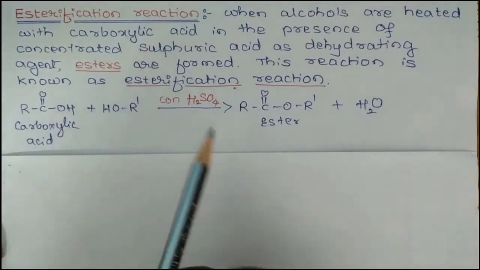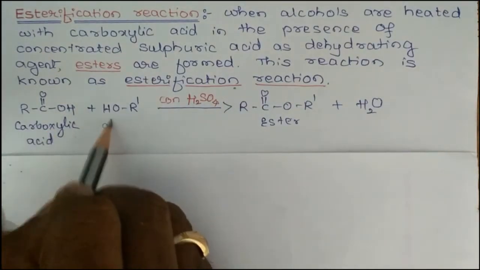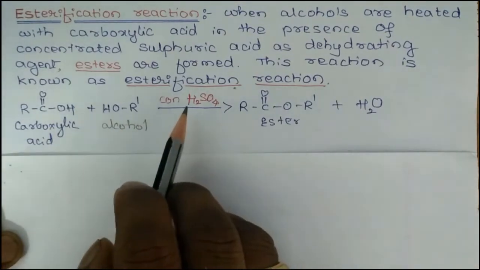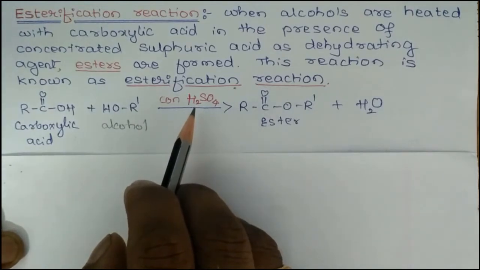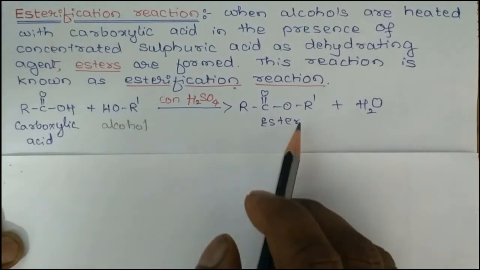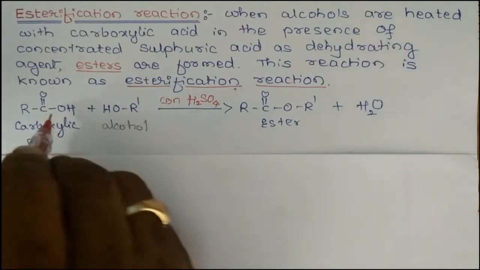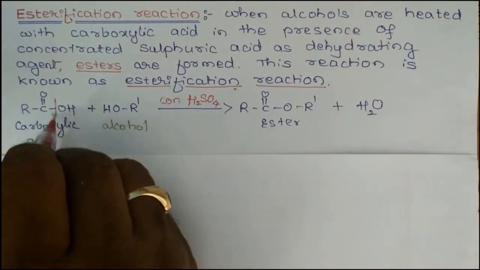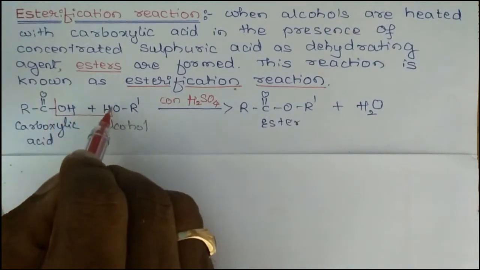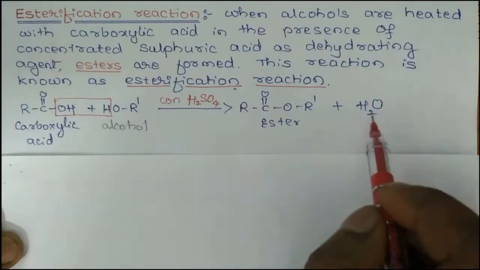Carboxylic acid such as RCOOH reacts with alcohol, general formula ROH. In the presence of sulfuric acid, which acts as dehydrating agent and removes moisture or water molecule, you are going to get ester. This reaction is known as esterification. Here you can eliminate water like this: OH from this carboxylic acid and H from alcohol, you are going to get an ester.